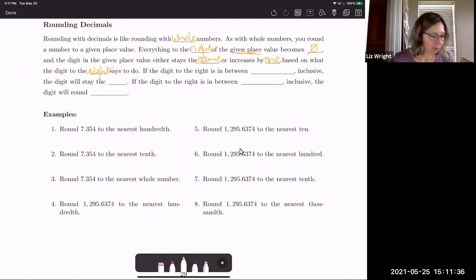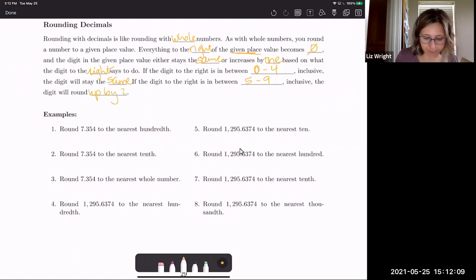If the digit to the right is between 0 to 4, inclusive, meaning it's including the 0 and the 4, the digit will stay the same. If the digit to the right is between 5 to 9, inclusive, again, it means it's including the 5, it's including the 9, the digit will round up by 1.